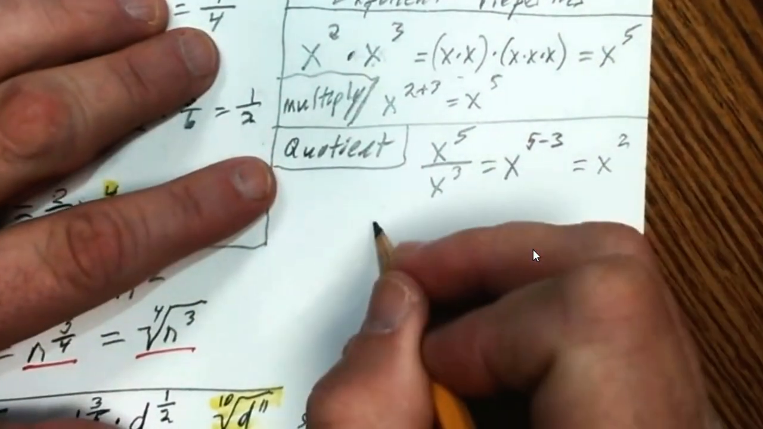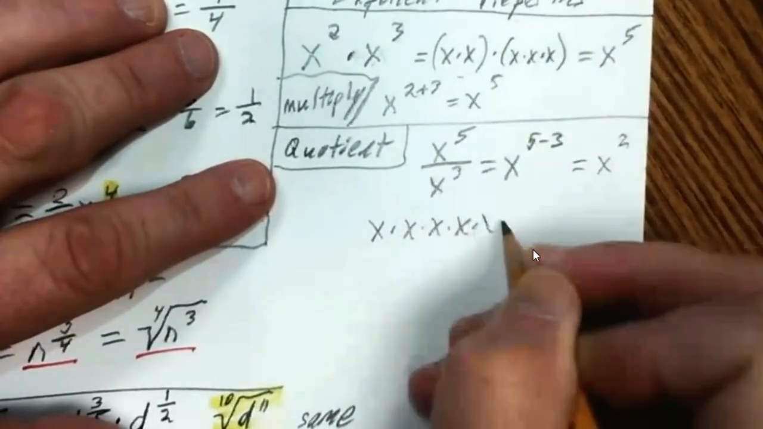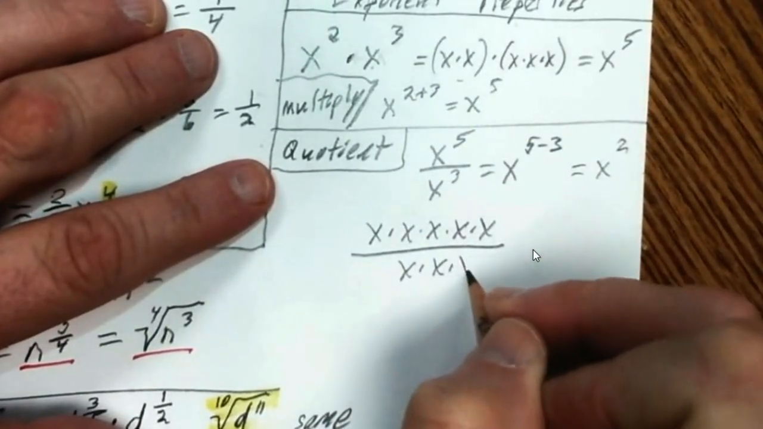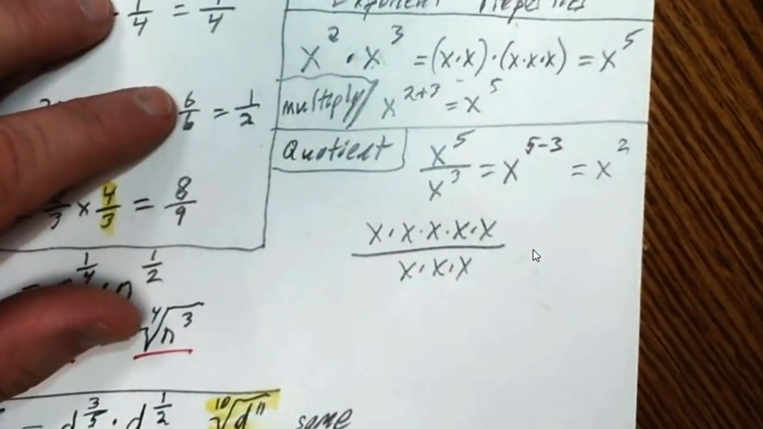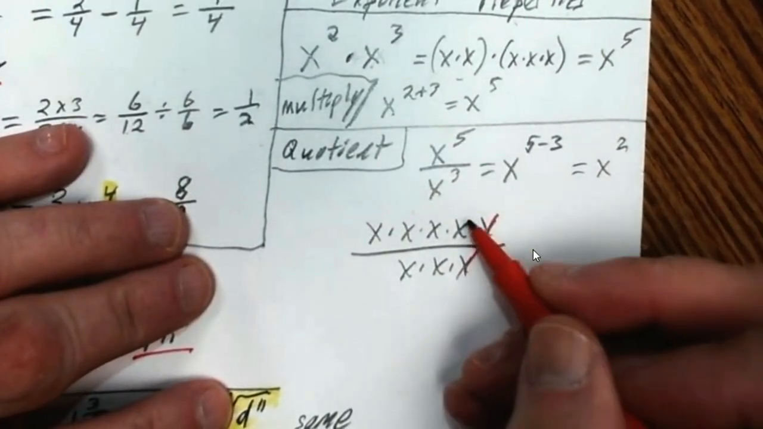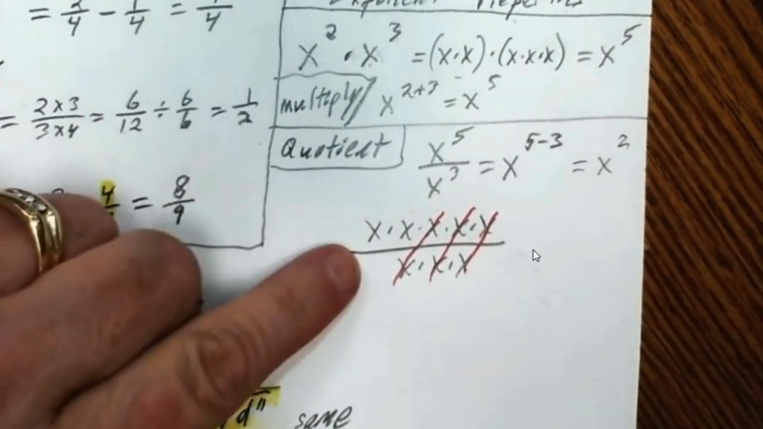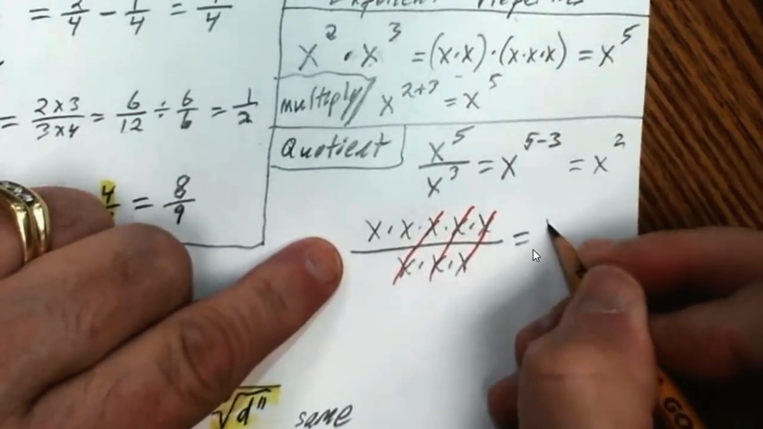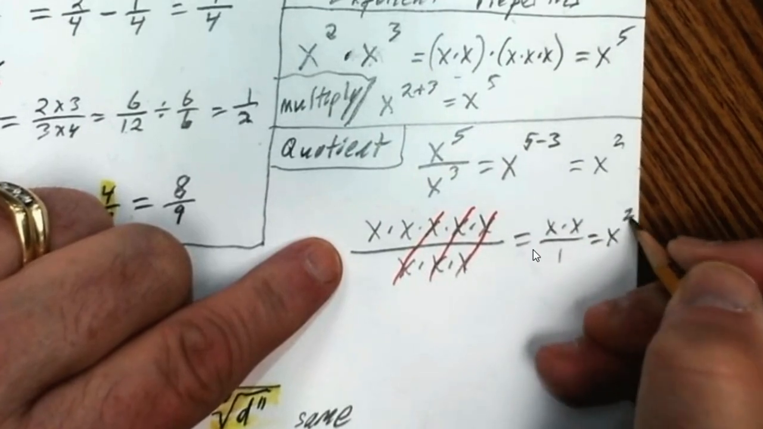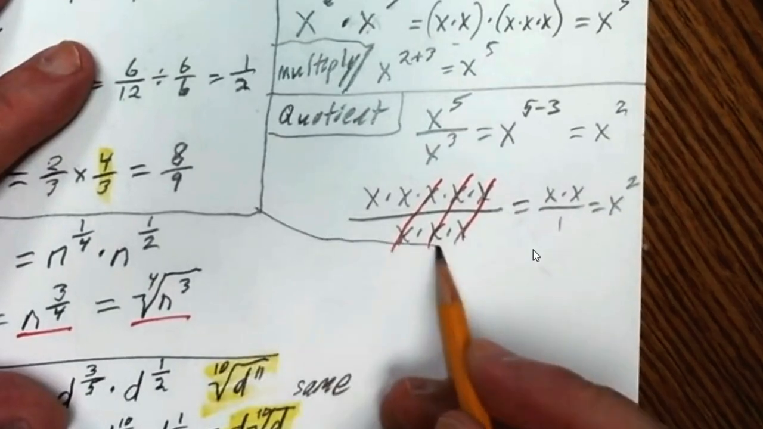Well, on top is x times x times x times x times x divided by x times x times x. Well, x divided by x is 1. X divided by x is 1. X divided by x is 1. There's nothing left to cancel out, so that just leaves x times x over 1, which is x squared. And that's how the quotient property works.